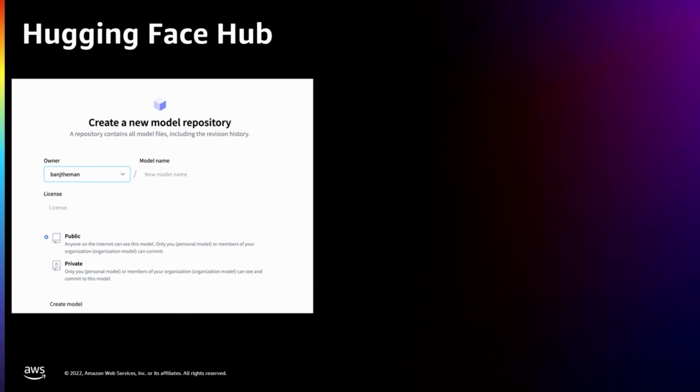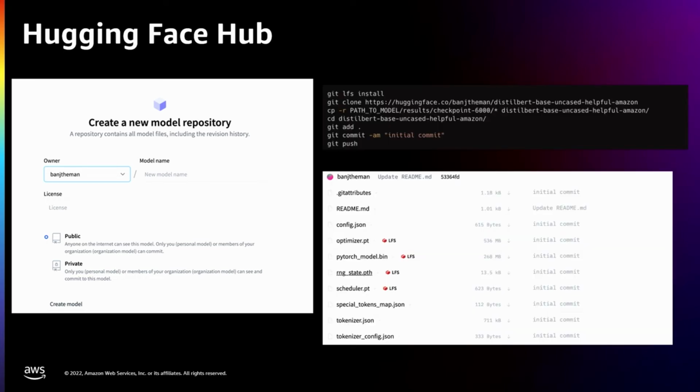With Hugging Face Hub, you can upload your model directly to Hugging Face so the community can leverage it. Think of it almost as a GitHub repo, where I can git clone, add my model code, git add, and then push it up, and then I have all my files up there for the community to leverage my model.